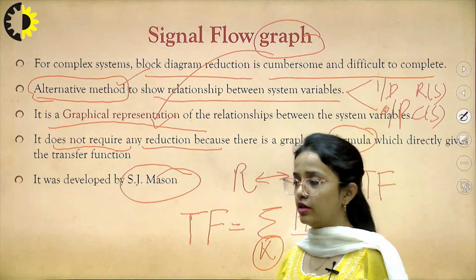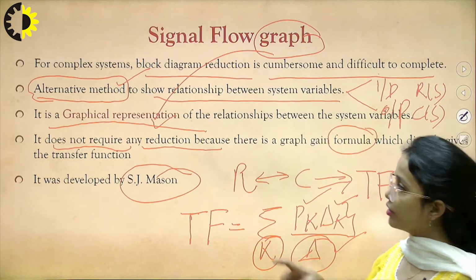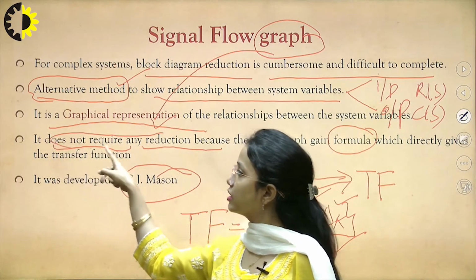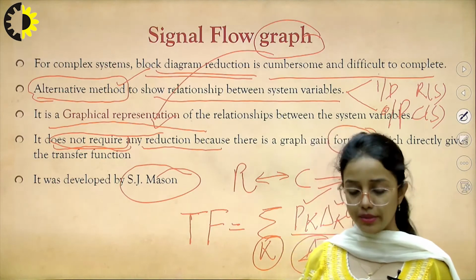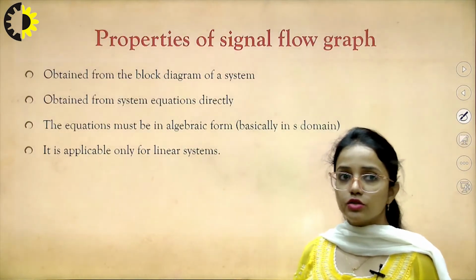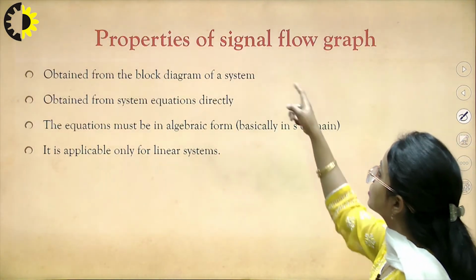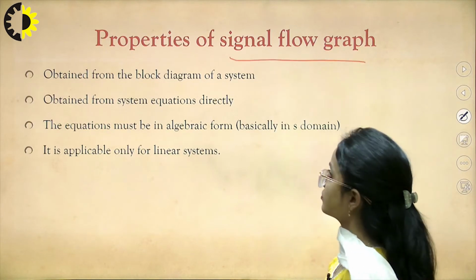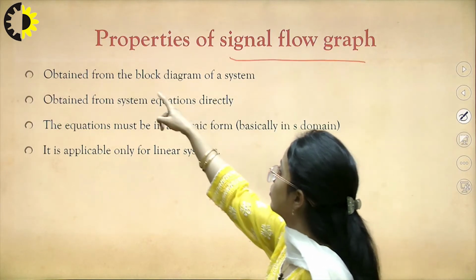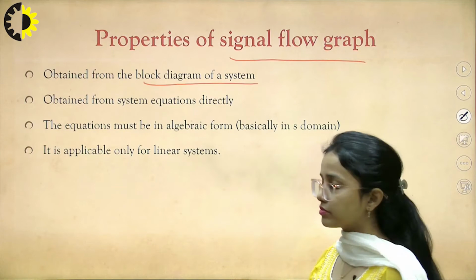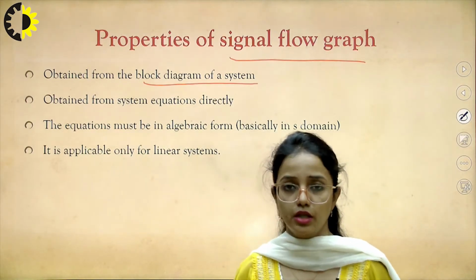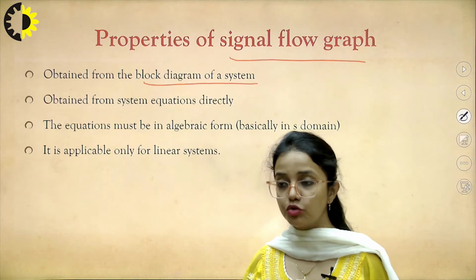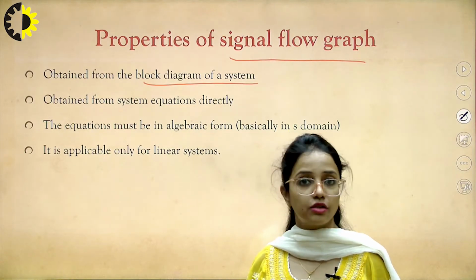So far we have learnt that we do not require any reduction technique like we did in block diagrams. So it is a comparatively simpler method. So switching on to properties of signal flow graph, obtained from block diagram of a system. A signal flow graph is basically obtained from the block diagram. So there we can have two kinds of questions related to signal flow graph.